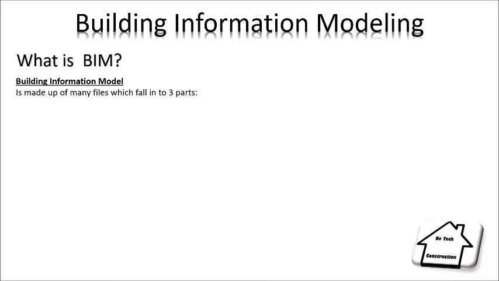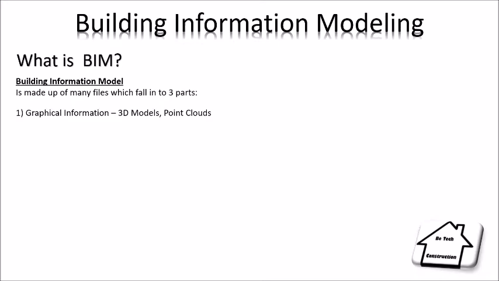So let's take a little look at what the building information model is made up of. It's actually made up of many different files which fall into three parts. You've got the graphical information, so this is what people most often think of when they think of BIM, the 3D model of the building or of the structure. You've also got point cloud data which comes from 3D laser scanners, which we'll look at more in another lecture.